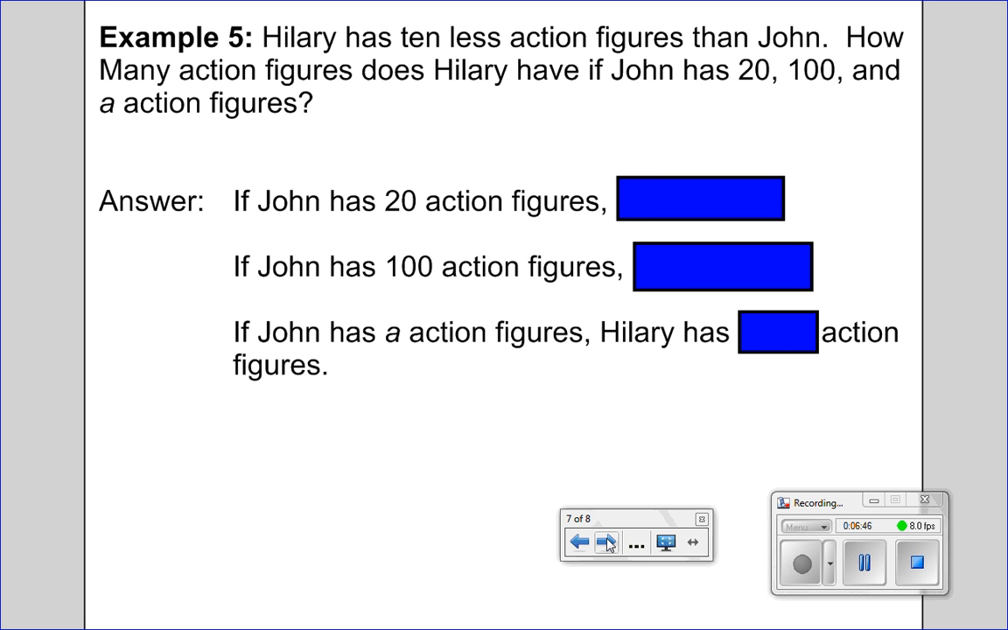All right, and here's another one for you to try. Hillary has 10 less action figures than John. How many action figures does Hillary have if John has 20, 100, and A action figures? Put the video on pause, try it out at home, take it up tomorrow.